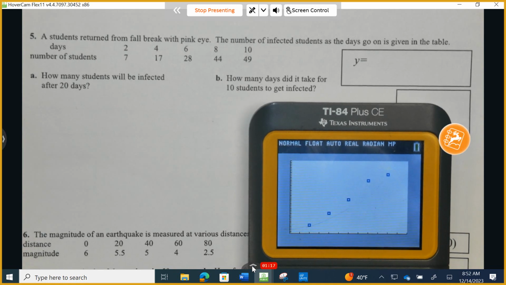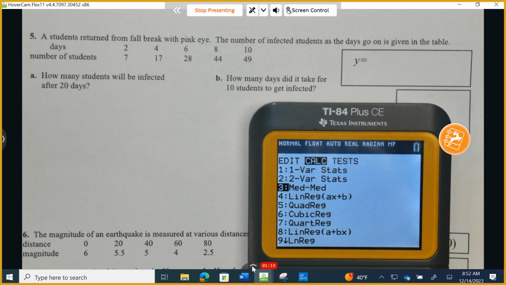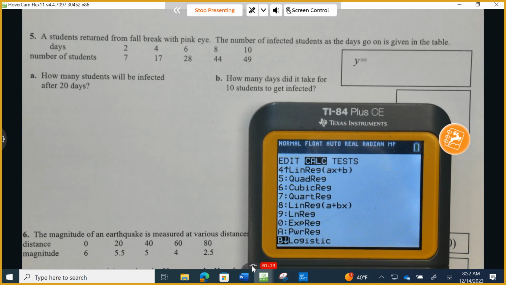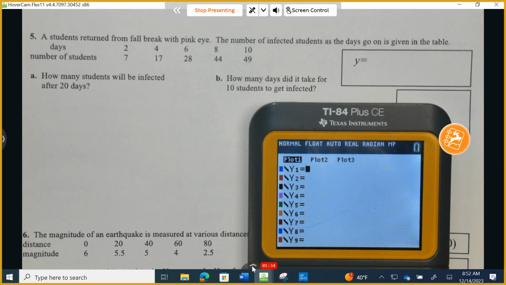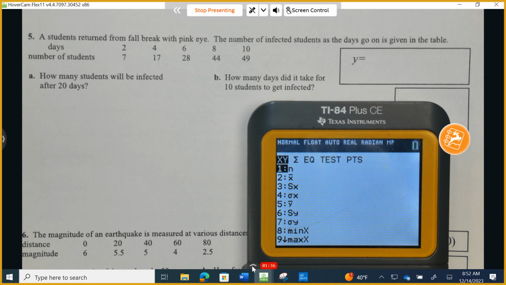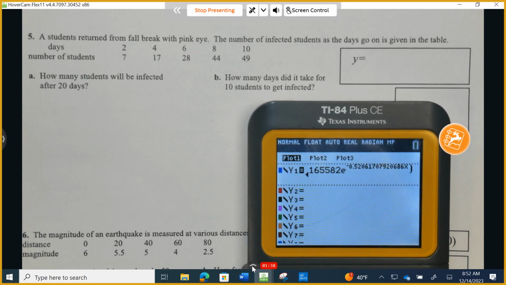So I'm going to go to Stat, Calculate, go down to Logistic, which is all the way down to option B. I'm going to press Enter all the way through. Here's where we see our equation. Looks pretty complicated, correct? Let's go back up to y equals, and let's plug that in by hitting vars, going to Statistics, EQ, and Entry.